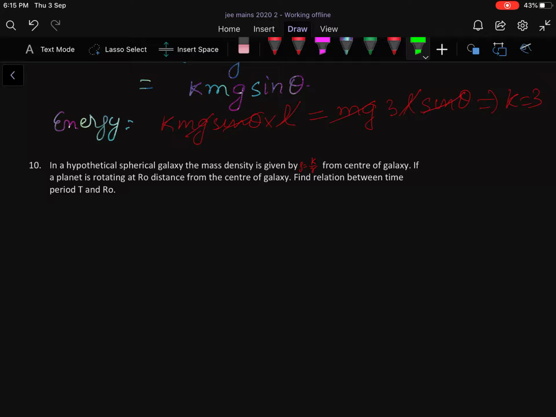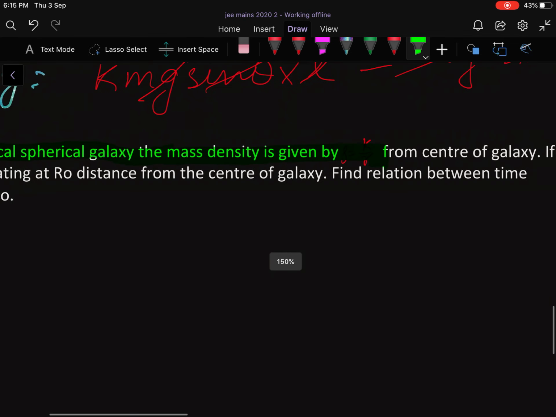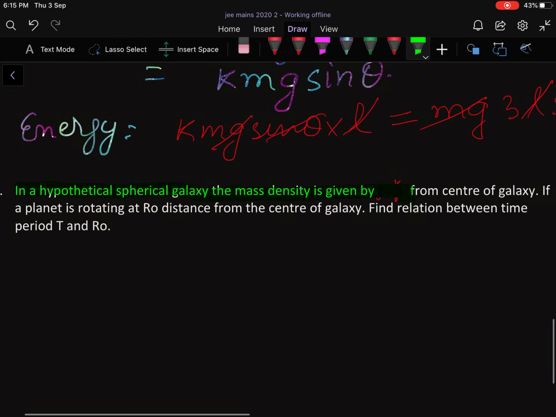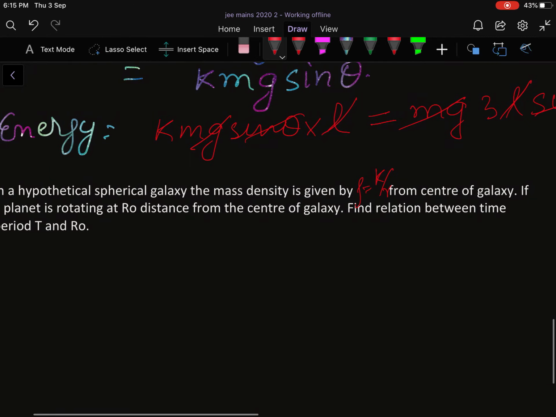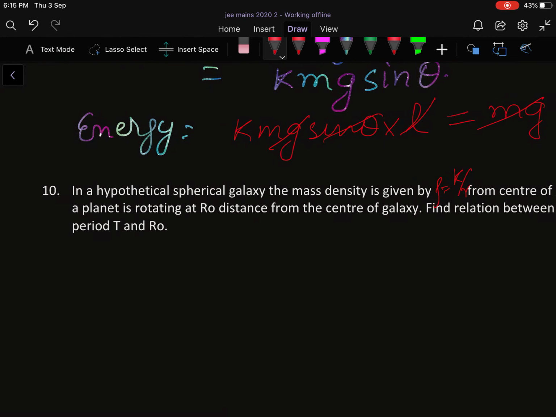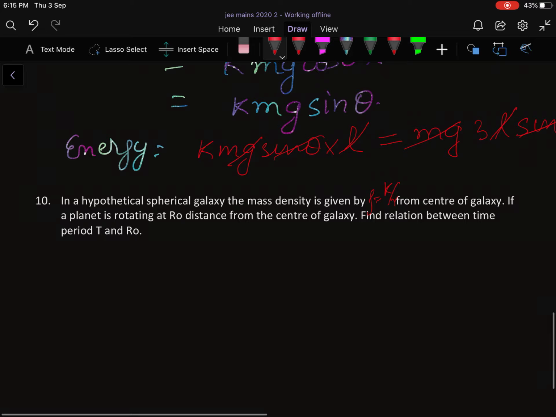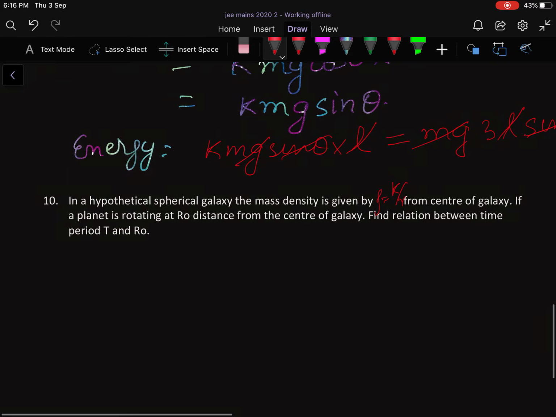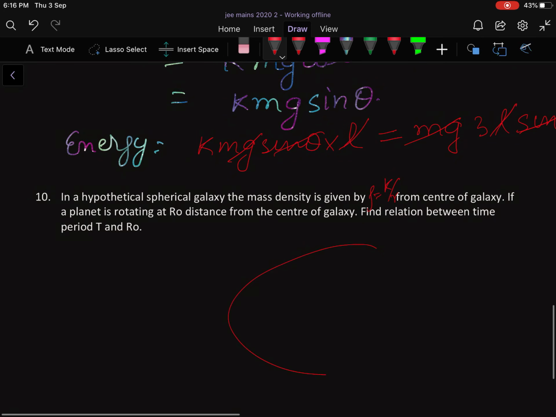Okay, now the next question is from gravitation. See this question: in a hypothetical spherical galaxy, the mass density is given by rho equals k by r. From the center of the galaxy, a planet is rotating at r0 distance from the center. Find the relation between time period T and r0. Okay, cool.